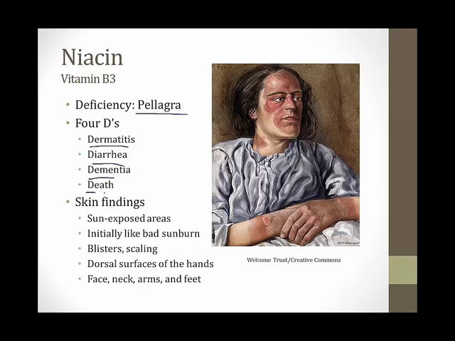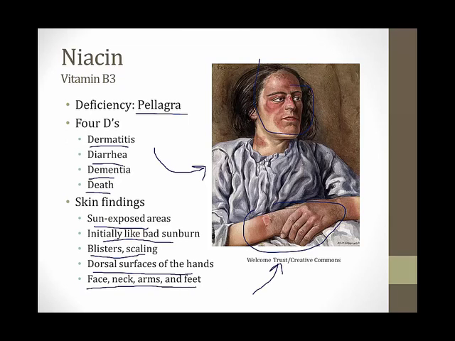diarrhea, dementia, and death. This is a picture of a man with pellagra on the screen, and you can see that he has a rash on the sun-exposed areas of his body, so predominantly in his arms and on his face. And that's the classic rash of pellagra. It occurs in the sun-exposed areas. Initially, it can appear like a bad sunburn, but then it can develop blisters and scaling. It classically occurs on the dorsal surfaces of the hands, as shown in the picture here, and then it also involves the face, neck, arms, and feet, all the sun-exposed areas of the body.